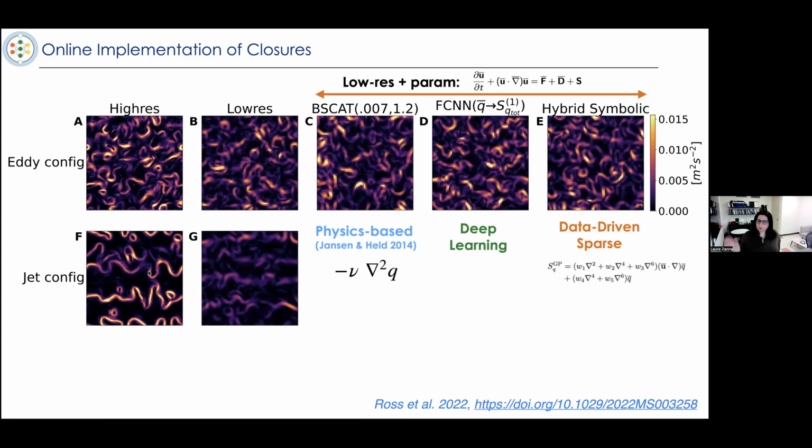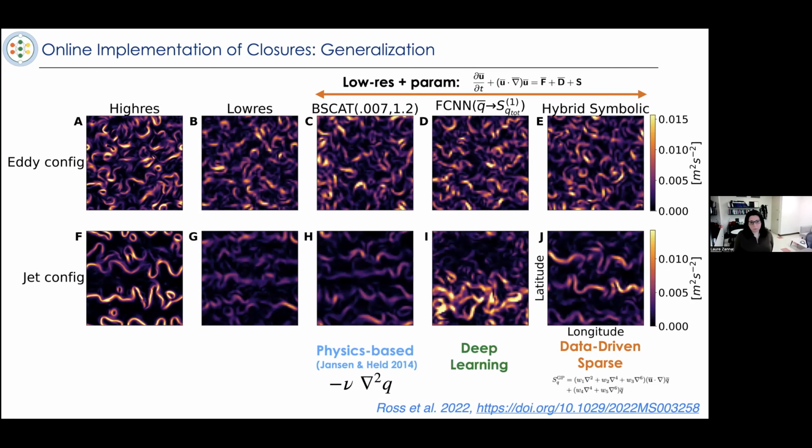Again, I'm not going to retrain, I'm not going to retune, I'm not going to do anything else. I'm just going to assume that, at the end of the day, the level of energy I'm trying to represent is the same, and the inverse cascade is the same. So, a jet configuration at high res, low res, and now we're going to take Jansen and Held, and our two data-driven parameterizations, and implement them in that jet configuration. So here's what we get.